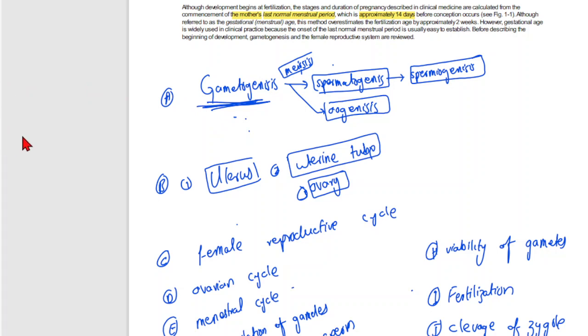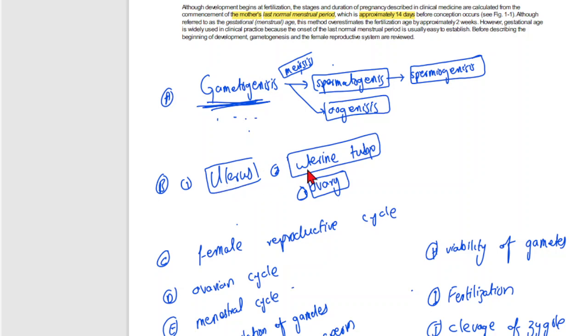What is gametogenesis? Okay, and what is the spermatogenesis? And after that we will talk about the meiosis, mitosis. Okay, we will tell all things about this. So spermatogenesis, and after that we will talk about the spermiogenesis and gametogenesis and oogenesis.